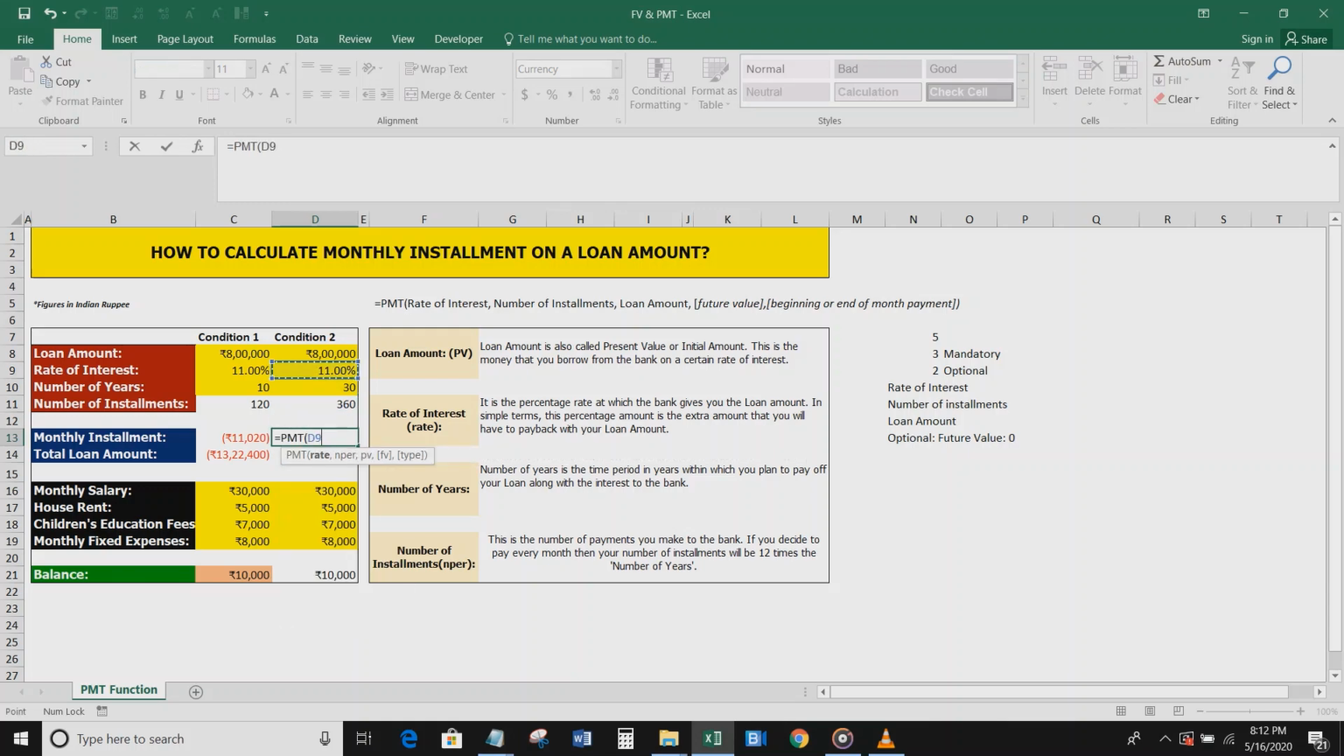I will apply the formula. So I will select the rate of interest, the number of installments, the loan amount, and I'm going to press enter. Friends, now you see that my installment payment is less than the monthly balance that I have. You can also see that when I increase the period of payment, the overall amount that I am paying to the bank has also increased. And that is because the interest amount component increases with an increased time period. If I make it 40 years or 50 years, I will be paying more in interest than the actual money that I borrow from the bank.